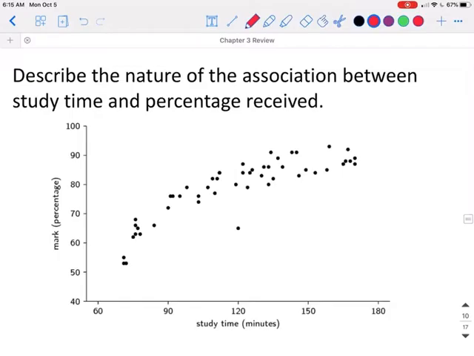Describe the nature of the association between time and percent received. So there is a moderately strong positive curved association, because our points go this way, between study time and the percent received.